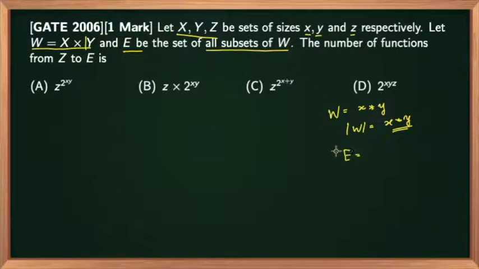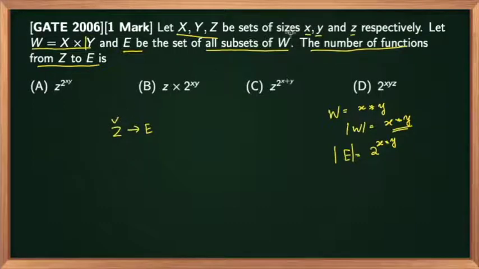So the cardinality of E will be equal to 2 raised to x into y, right? The cardinality of E, it contains all the subsets of w. So the cardinality of E will be equal to 2 raised to x into y. Now the number of functions from Z to E, this is the question, right?